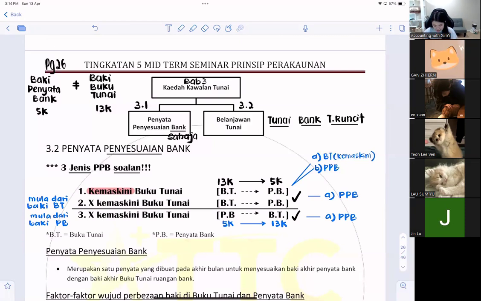If they didn't mention this at all, they just said tanpa kemas kini buku tunai, guys, I would prefer you to choose method 2 always, because it makes more sense. You ask me between our version and the bank's version, which one should be more accurate? Of course, the bank's version will be more accurate. Usually we make a lot of human errors, right?